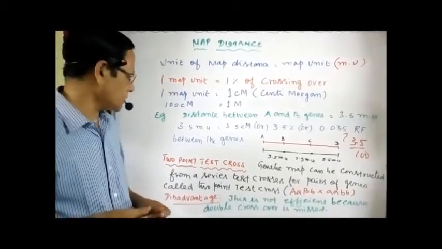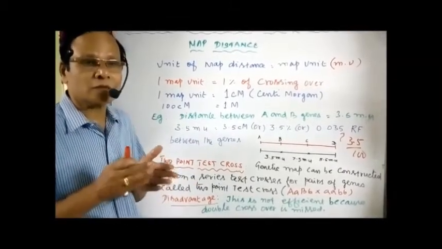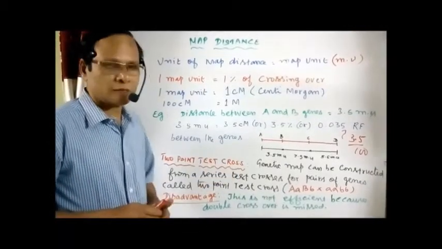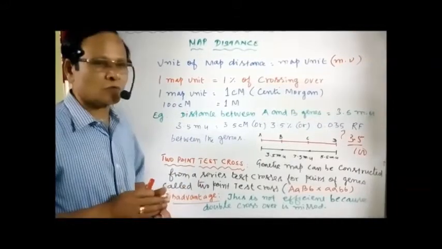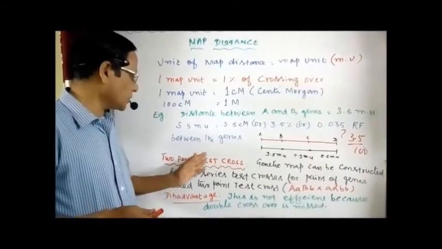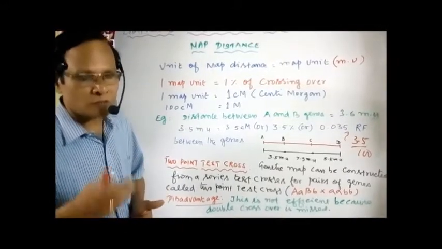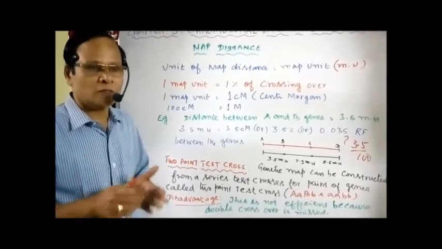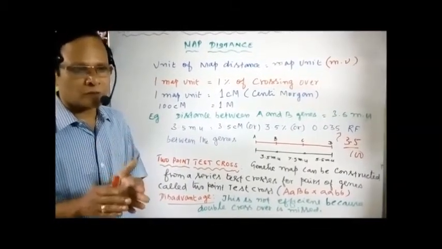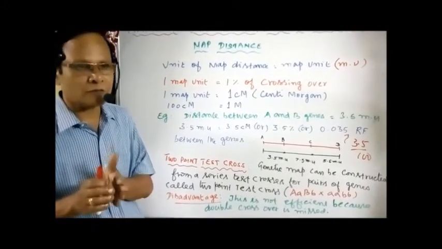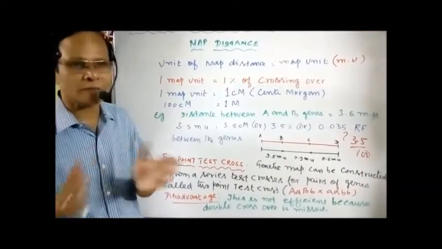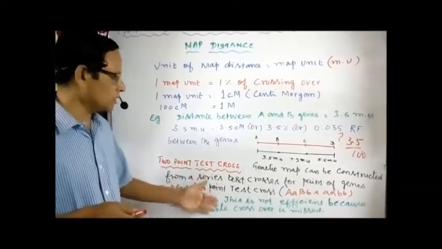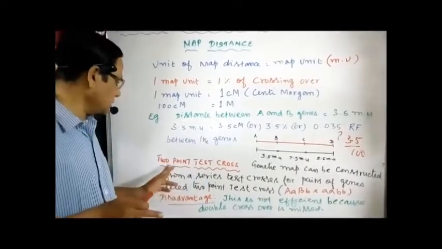Another cross that is more efficient is called the three-point test cross, where we are taking 3 alleles. The two-point test cross involves only 2 alleles, while the three-point test cross involves 3 alleles. If you compare the two-point and three-point test crosses, the most efficient one for constructing the genetic map is the three-point test cross, because in that one you can find out the double crossover. So the double crossover can be detected, which will give more accurate map distances compared to the two-point cross. Here we cannot find out the double crossover value, that's why it is neglected. The most accurate one is the three-point test cross.